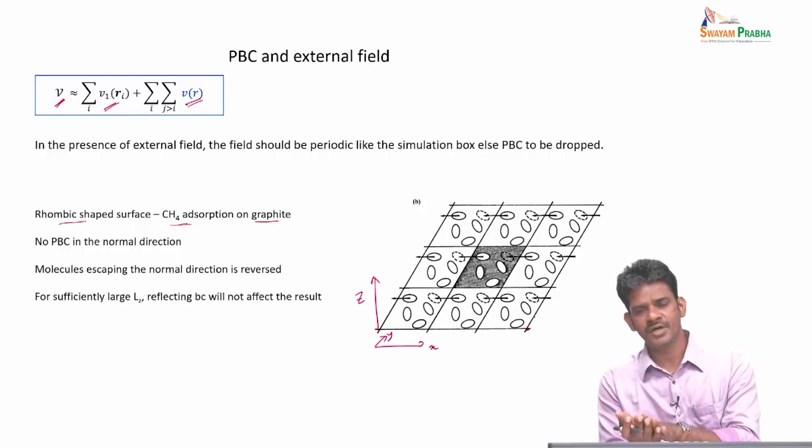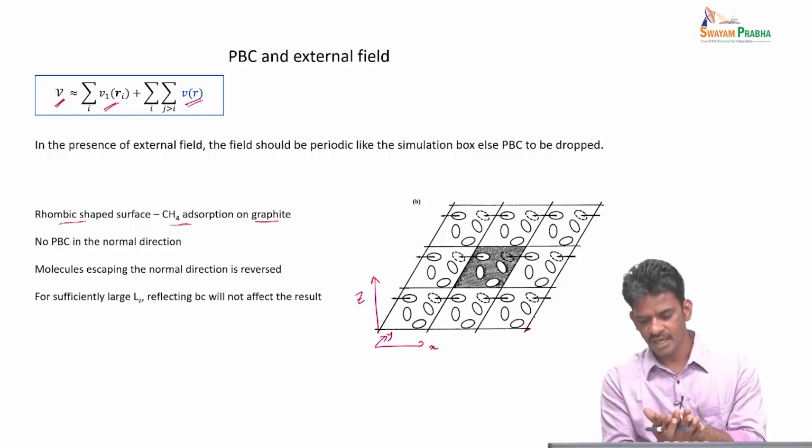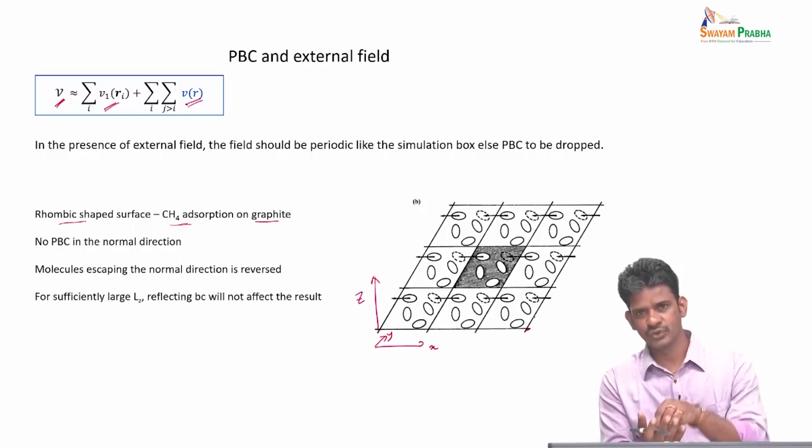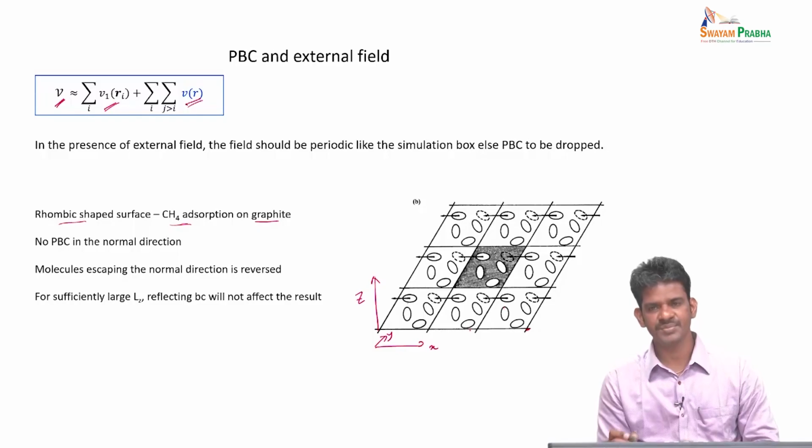And in the z direction, the bottommost surface is actually an impermeable surface. That means the molecule cannot go through it. So either they can adsorb or they can desorb. They cannot go through them. So this basically is like a physical substrate, a physical wall. And this shape was chosen because it actually mimics the shape of a graphite material.